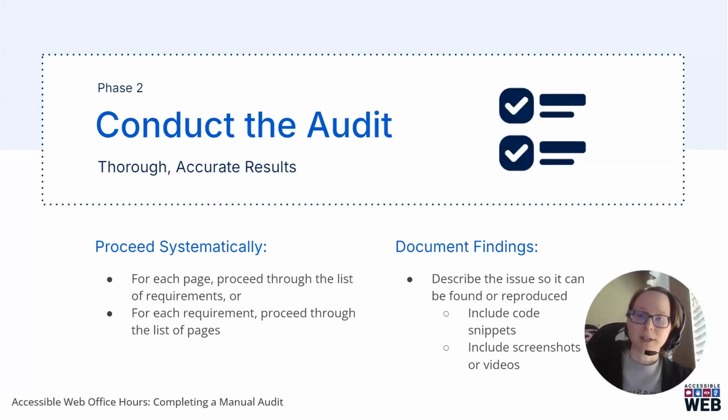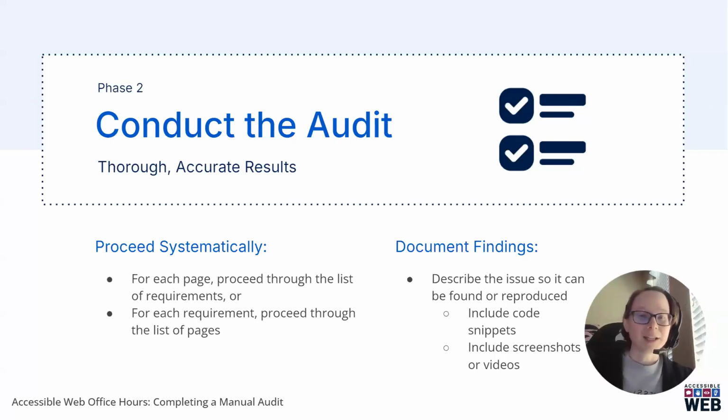In phase 2, conduct the audit. Your goal should be thorough, accurate results. For a thorough audit, it's important to proceed systematically. And there's 2 really common strategies to do this. One is for each page, proceed through the list of requirements, or alternatively, for each requirement, proceed through the list of pages. We'll look at an example later in the presentation.